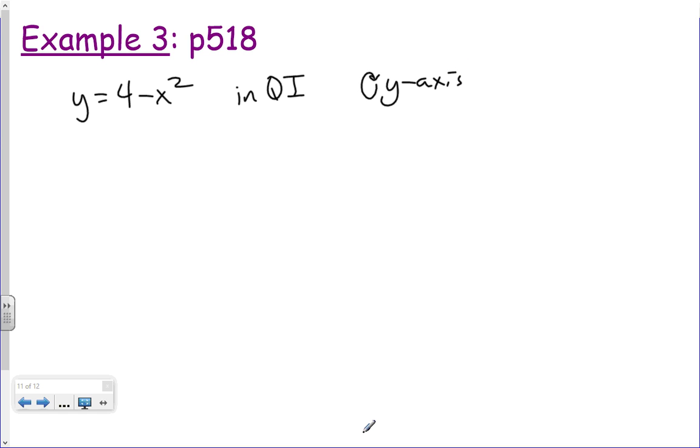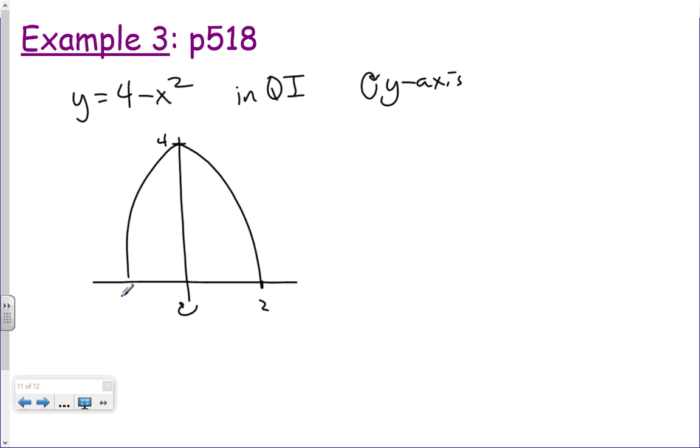So let's first sketch what that looks like. Y equals 4 minus x squared in quadrant 1. So 4 minus x squared, that means we're going to cross the y-axis there at 4, and we're going to cross the x-axis at 2. So it's going to look something about like this. There is our parabola. And we're going to rotate that around the y-axis here. So we're rotating around this axis down here.